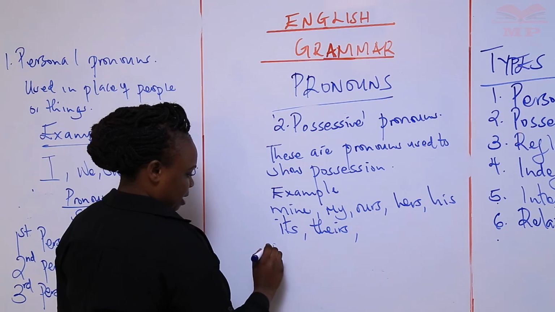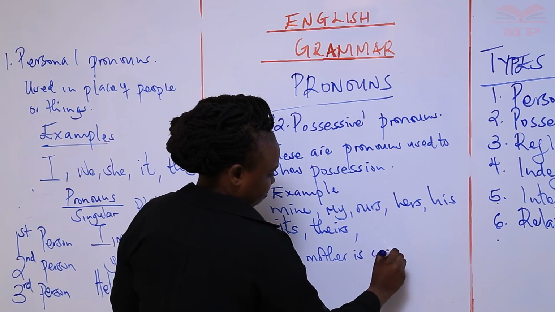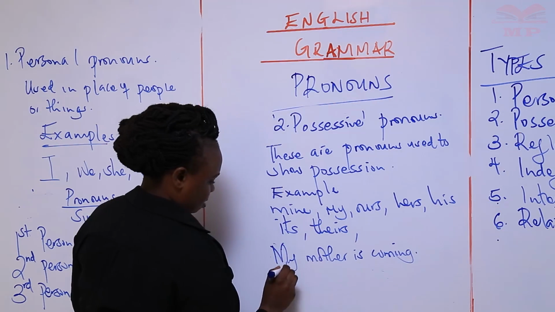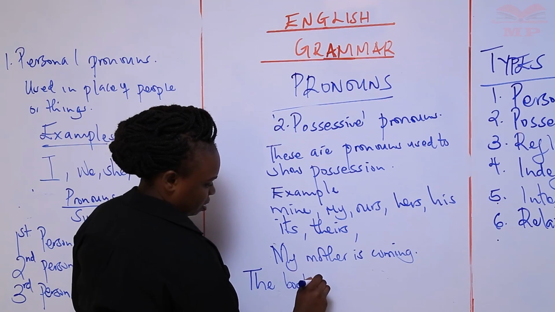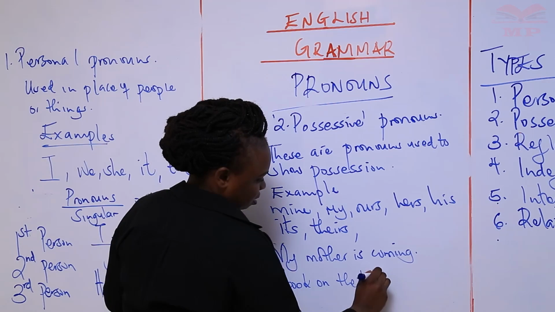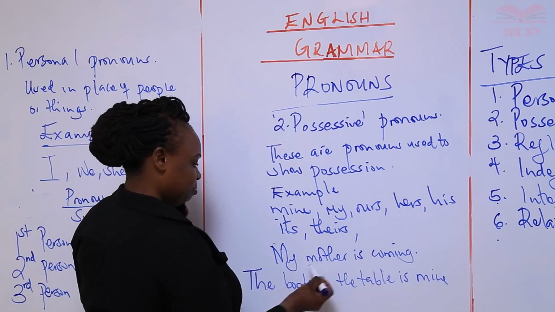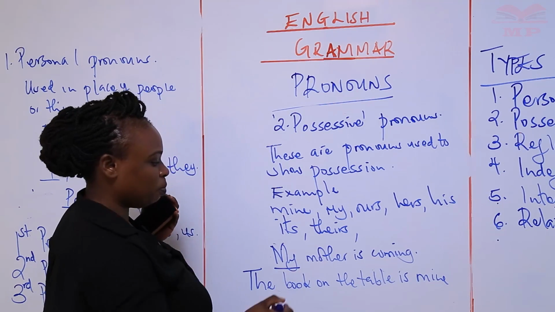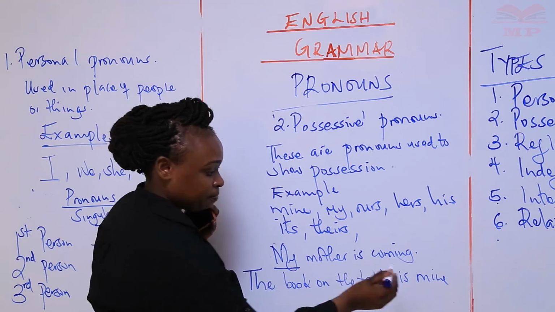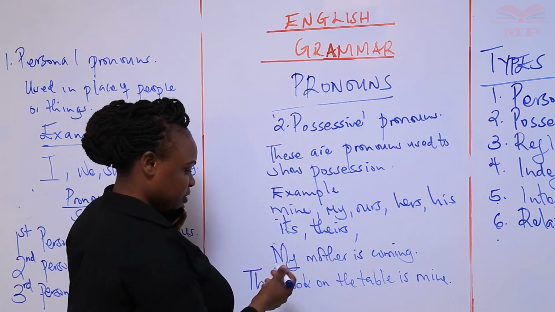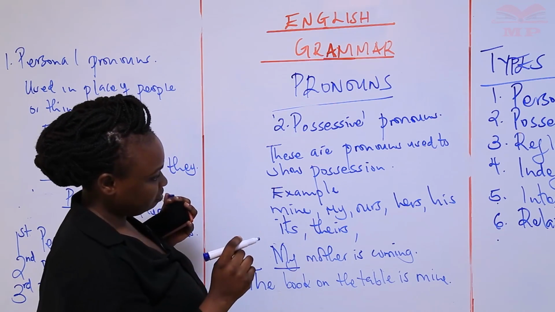So, an example: my mother is coming. The book on the table is mine. So my mother is coming. My here is a pronoun that is used to show possession. Whose mother? My mother. The book on the table is mine. Again, it has been used to show the person possessing what? The book. All right. So that's all for possessive pronouns.